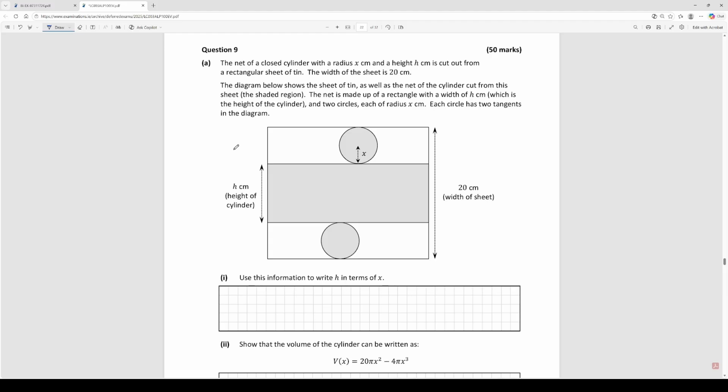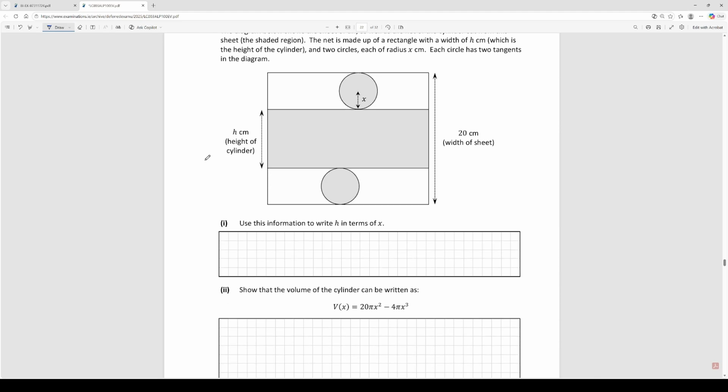But what is this? The net of a closed cylinder with a radius x and a height h is cut out from a rectangular sheet of tin. Alright, the width of the sheet is 20. The diagram below shows a sheet of tin as well as a net of a cylinder cut from this sheet, the shaded region. The net is made up of a rectangle with a width of h, which is the height of the cylinder. Yep, and two circles, each with radius x. Each circle has two tangents in the diagram. Yeah, okay. Alright. Use this information to write h in terms of x.